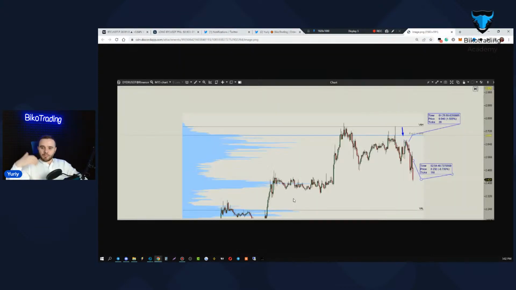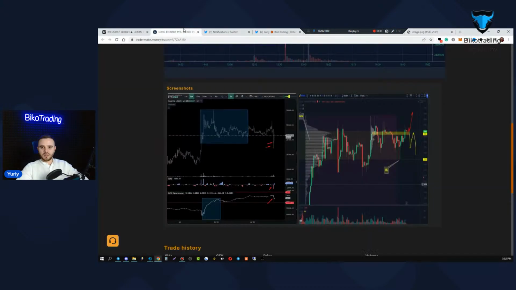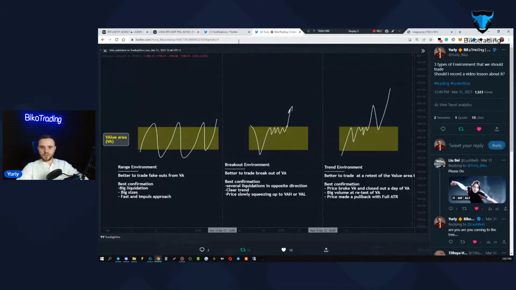Only when you see paranormal volume, I recommend you to use it as a key level, only in that case. In all other cases, use it only with volume profile, as I mentioned on the screen. Let me send all of you this picture.